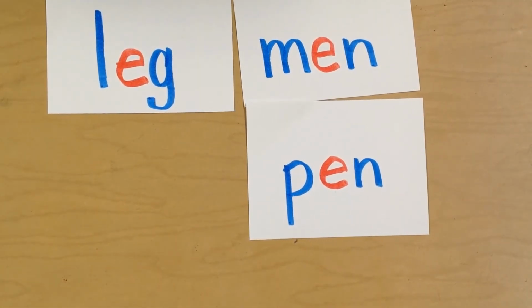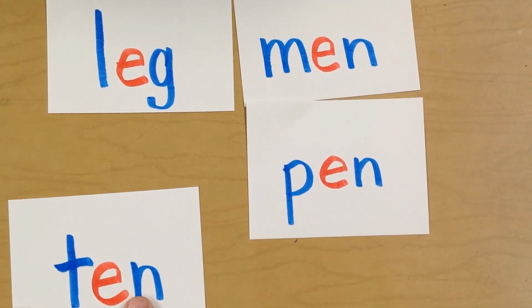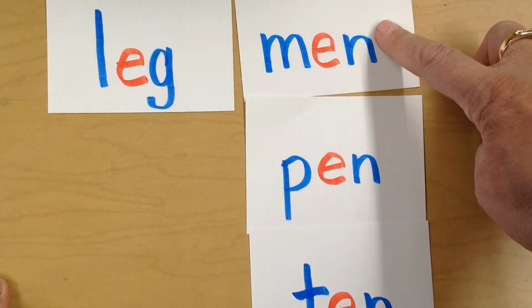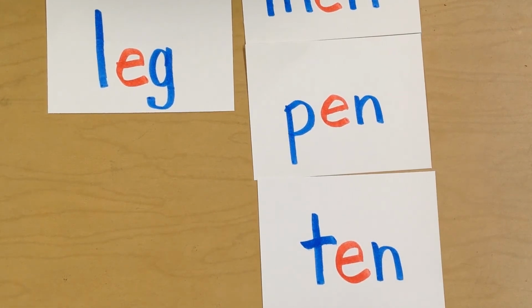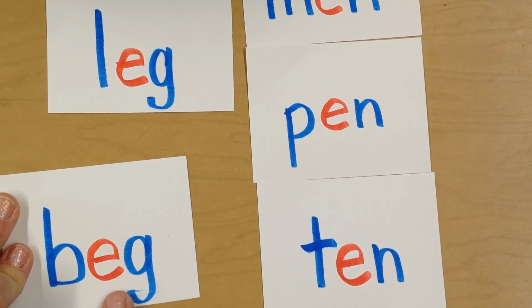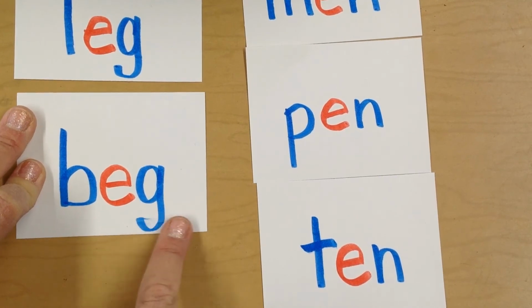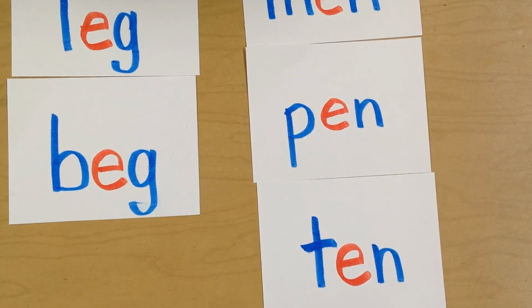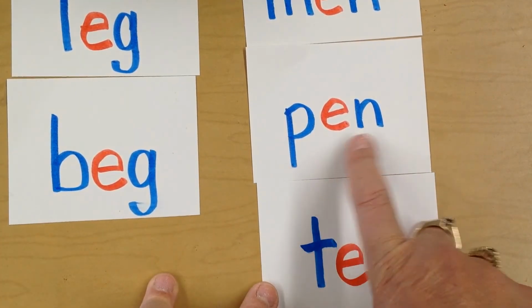And I'm going to pick another word. How about this one? It's ten. And that also has an E in, so I'm going to put it over in this row. So I have men, pen, and ten. Let me pick another word. How about this one? Egg. Now that has an E and a G, so it would go with leg. Leg, beg, egg. And you can keep sorting your cards, and so you can see which ones are in the egg family and which ones are in the N family.